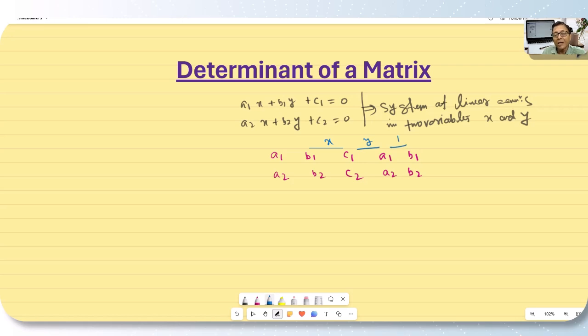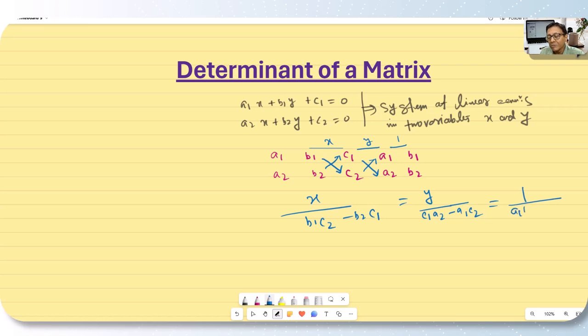And then we see that x by b1 c2 minus b2 c1 equals y by c1 a2 minus a1 c2, and then 1 by a1 b2 minus a2 b1. If you put a downward arrow, the product is positive, and an upward arrow is negative. Okay.